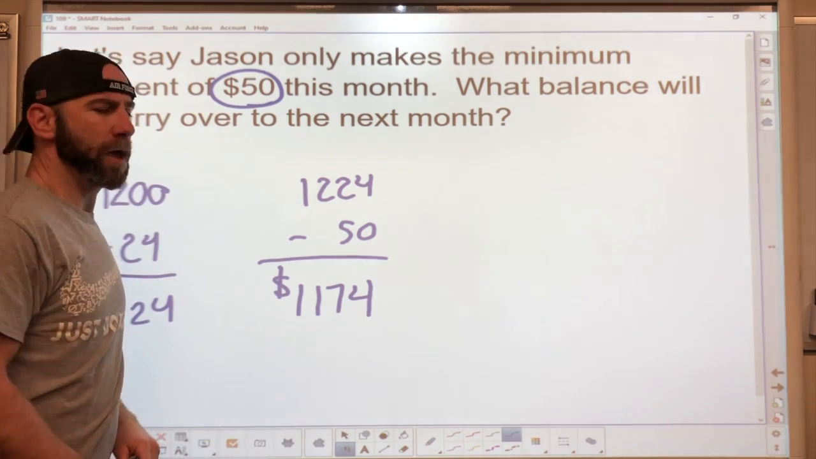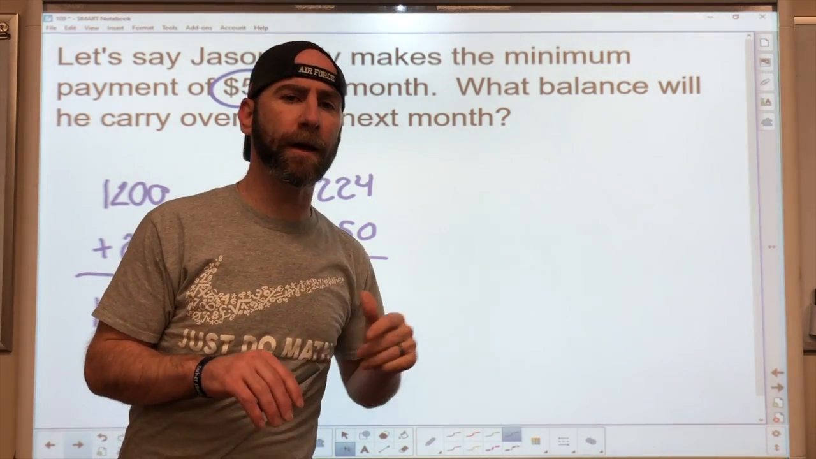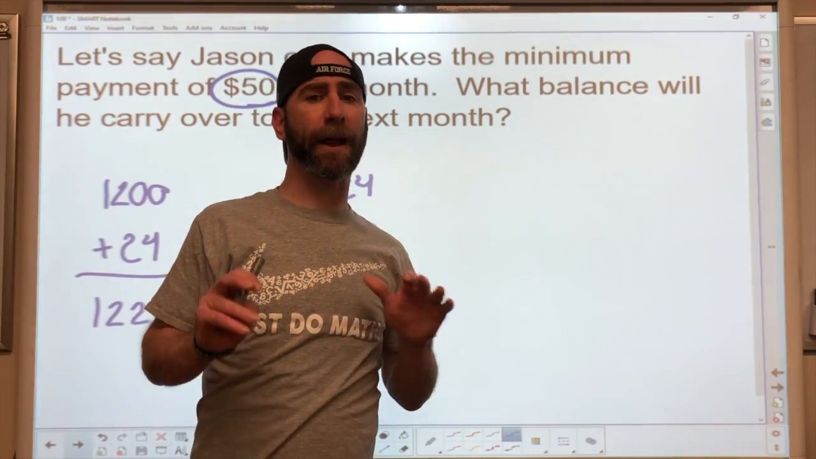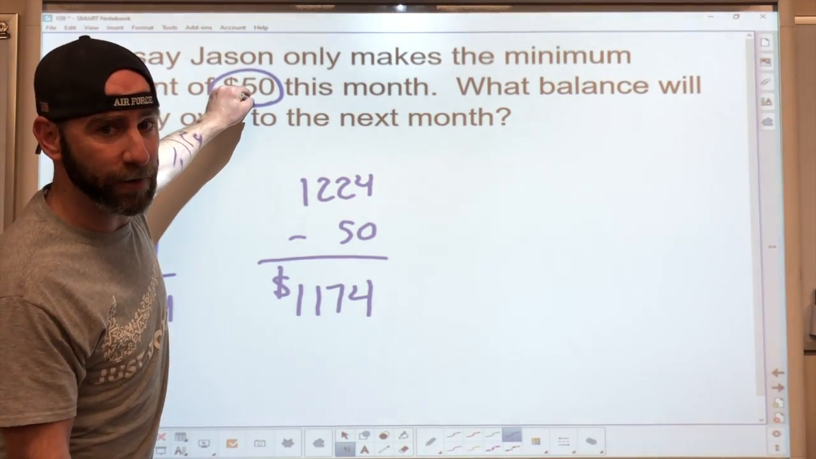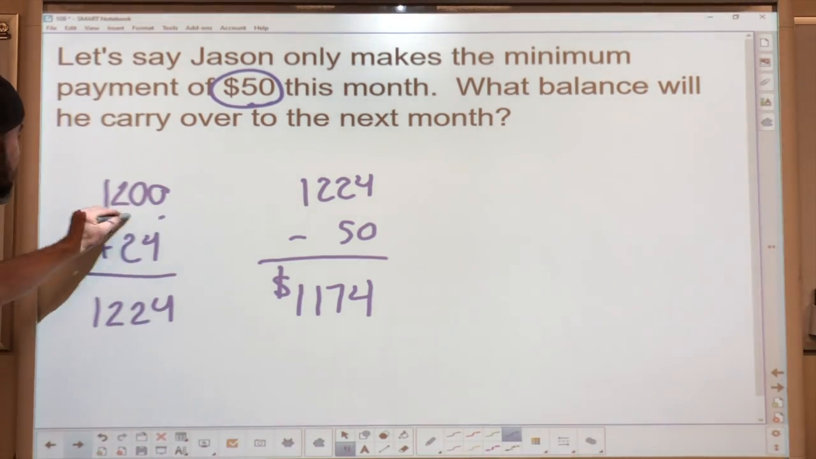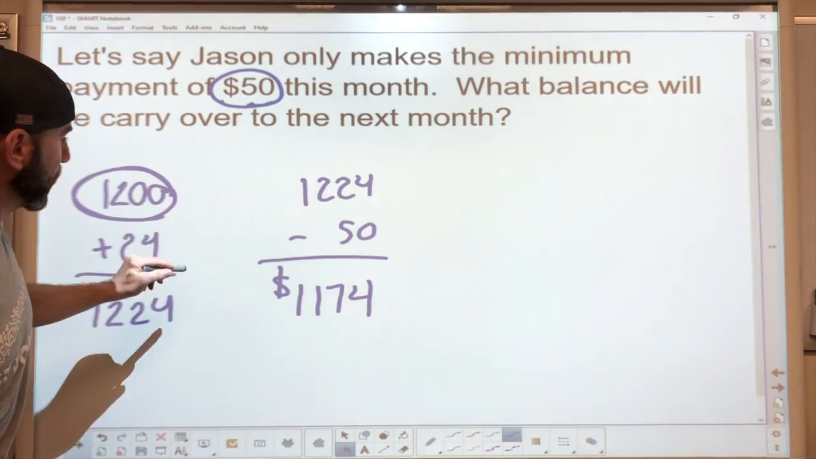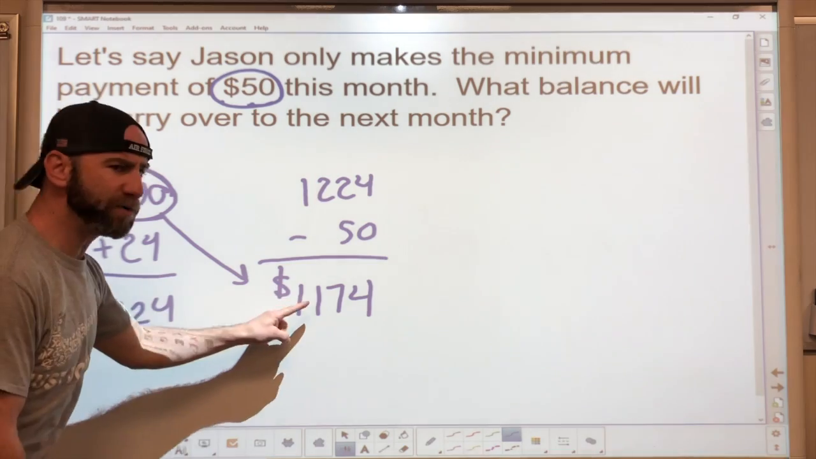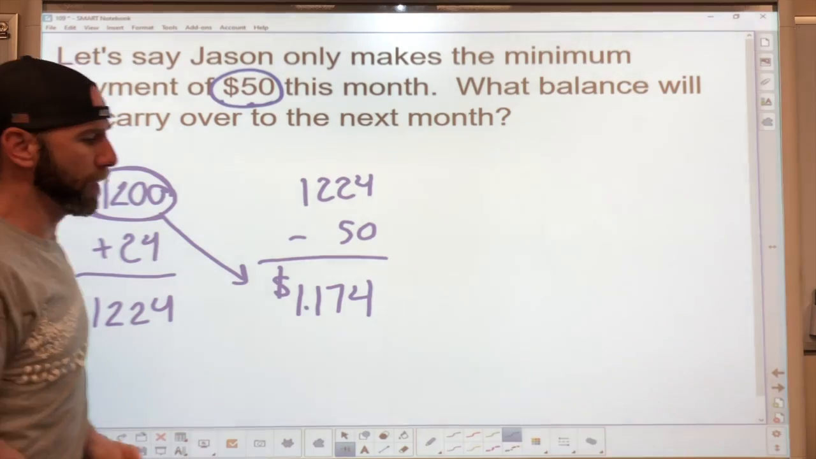$1,174. Now, this is something that is the reason why so many Americans get themselves into debt and into financial trouble. He just gave the card company $50. But remember how much money he borrowed? $1,200? Well, after he gave the card company $50, how much money does he now owe the card company? Shouldn't this drop by $50 because he just gave them $50? No, that's the problem.